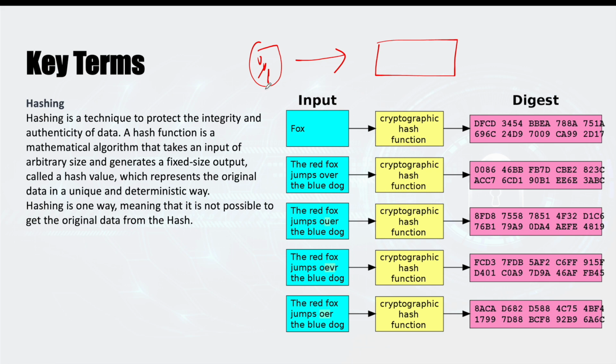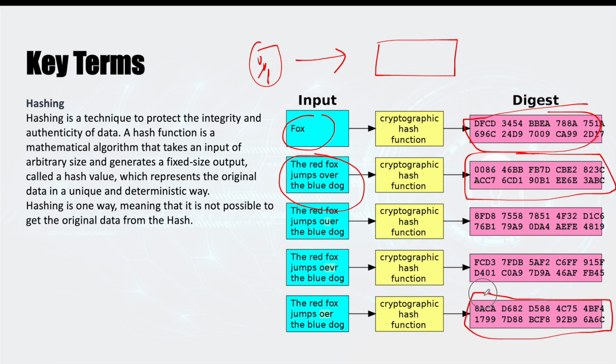So irrespective of the size of input, let's see here input is fox, here the red fox jumps over the blue dog. When you apply the cryptographic hash function, the output is basically a fixed length. So this is the first property of the hash. The second property of the hash is once you have the hash of the input, from the hash of the input, you cannot generate the original text again, which means it's a one-way process.